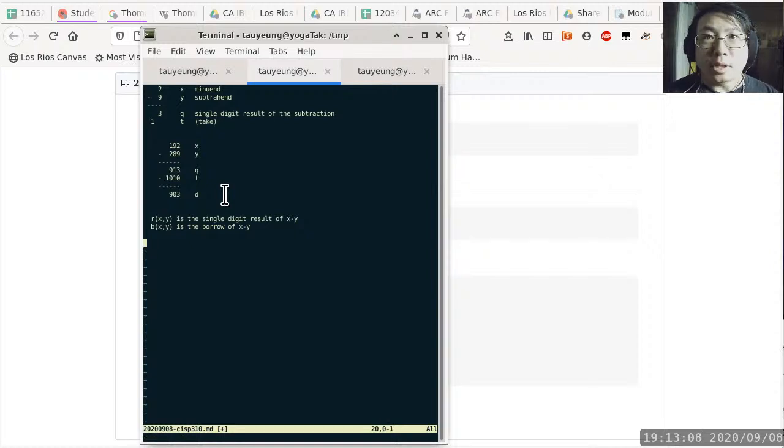So I just want to talk about notations a little bit here. So we have rxy being the single digit result of x minus y this time, and then bxy is the borrow of x minus y. So if I want to look at a particular base, okay, so I will say for base b, how do I define rxy?